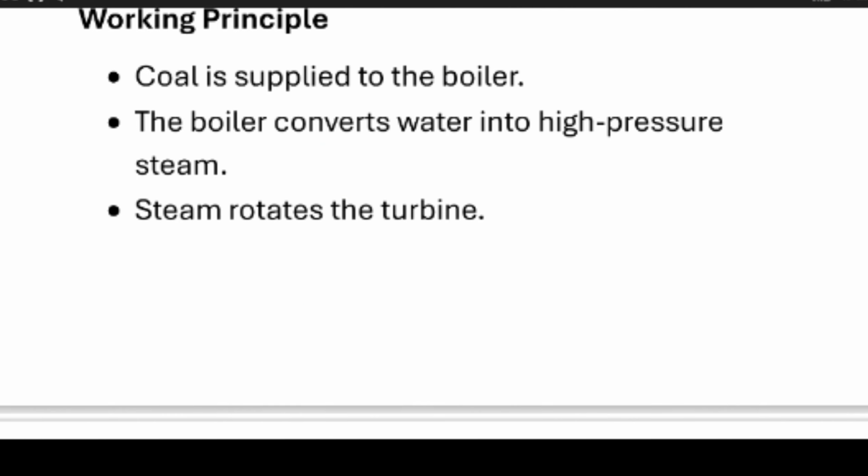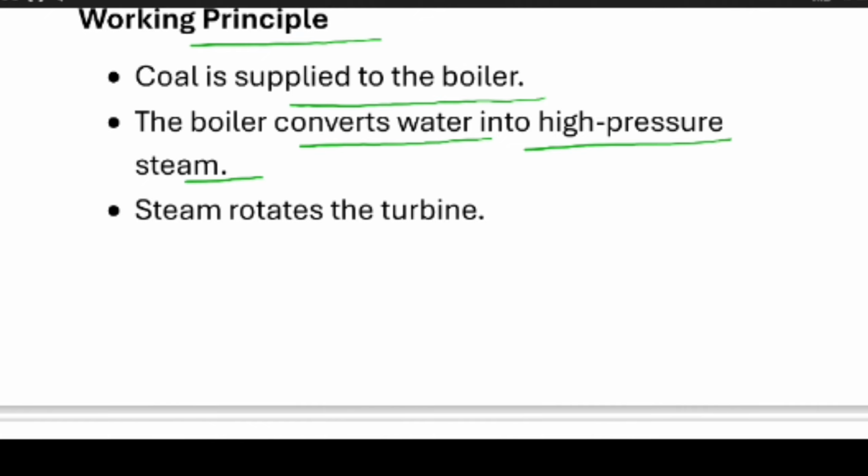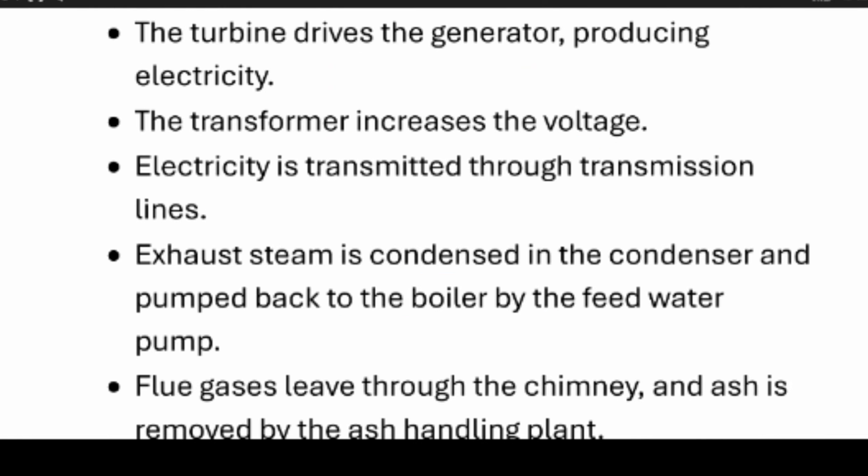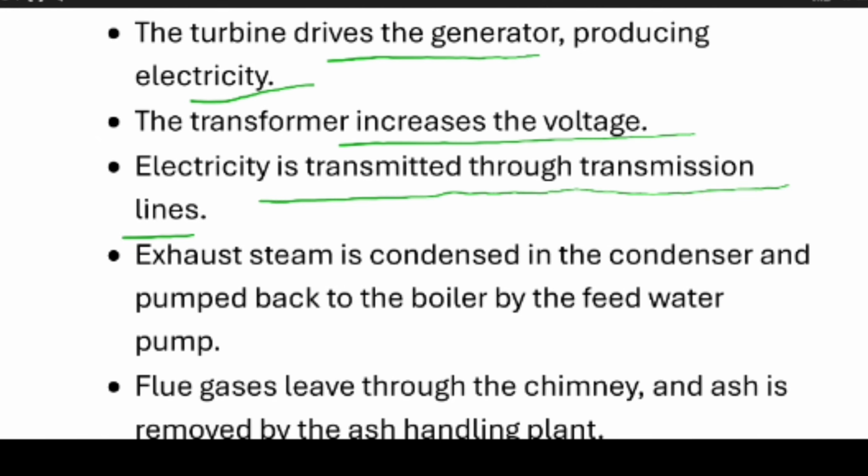Now coming to the working principle. Coal is supplied to the boiler. The boiler converts water into high pressure steam. The steam rotates the turbine. Next, the turbine drives the generator to produce electricity. After producing, the transformer increases the voltage. Then the electricity is transmitted through the transmission line.